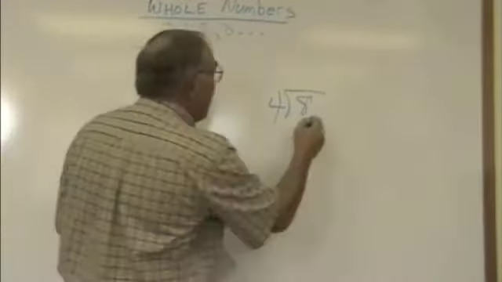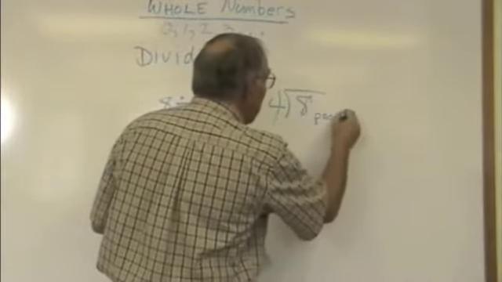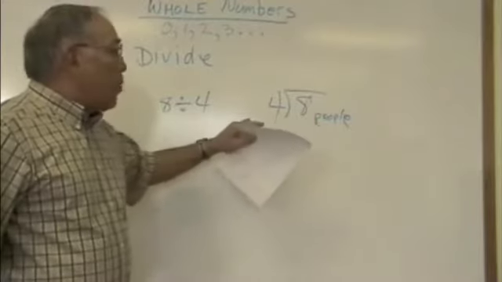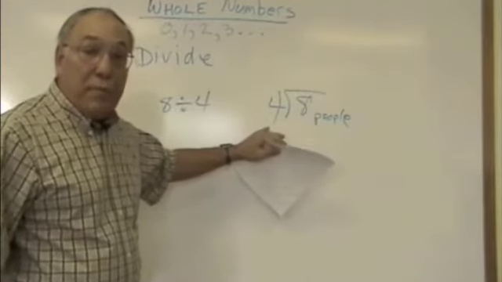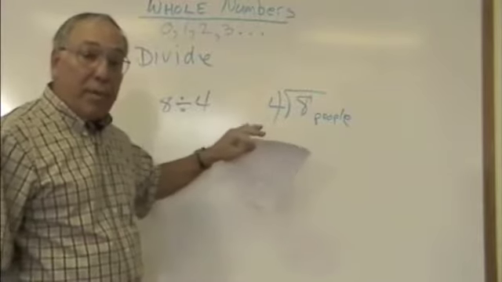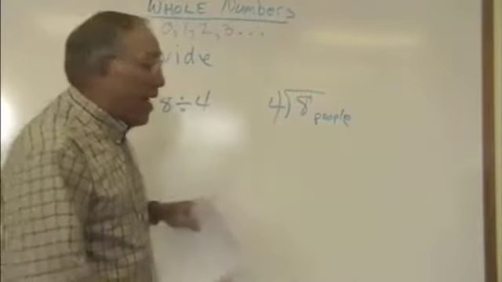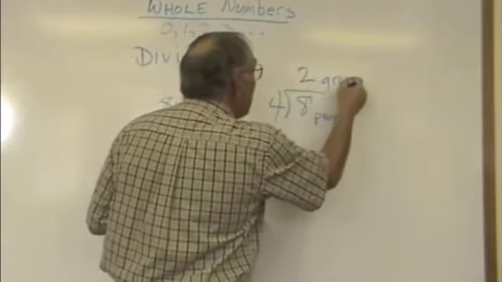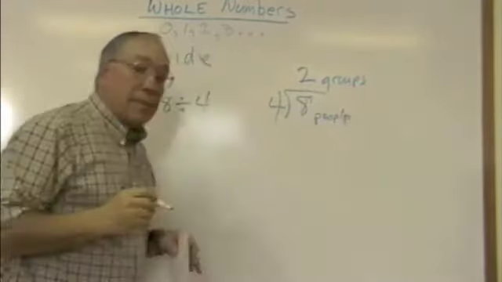Well, let's say we have 8 people, and we want to divide them into groups of 4. We want to break them up into groups of 4. How many groups would we have? Well, 4 goes into 8 two times, so there would be 2 groups.